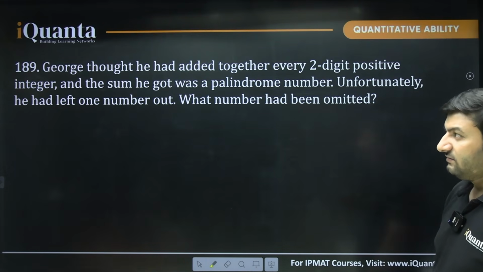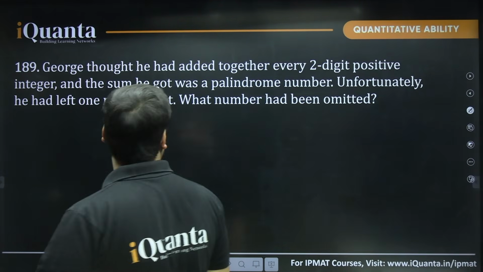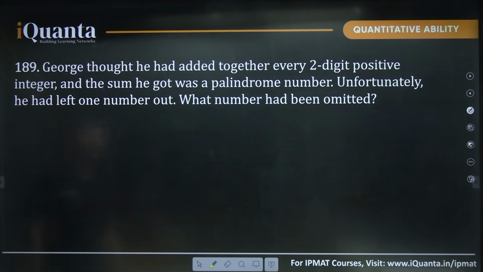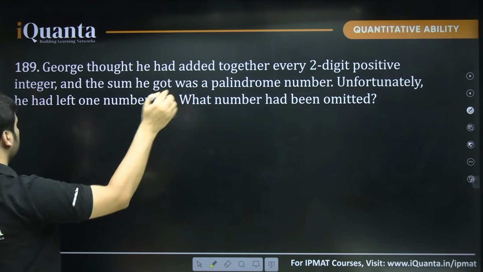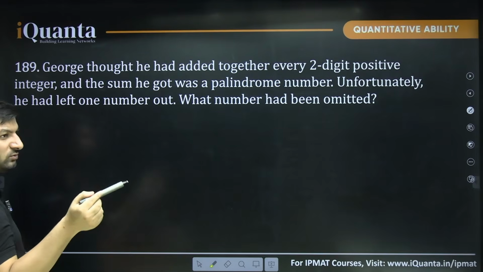Okay, 189. George thought he had added together every 2-digit positive integer and the sum he got was a palindrome number. Unfortunately, he had left one number out. What number had been omitted? So he added all 2-digit positive integers. You know, the sum of all 2-digit positive integers, yes or no?